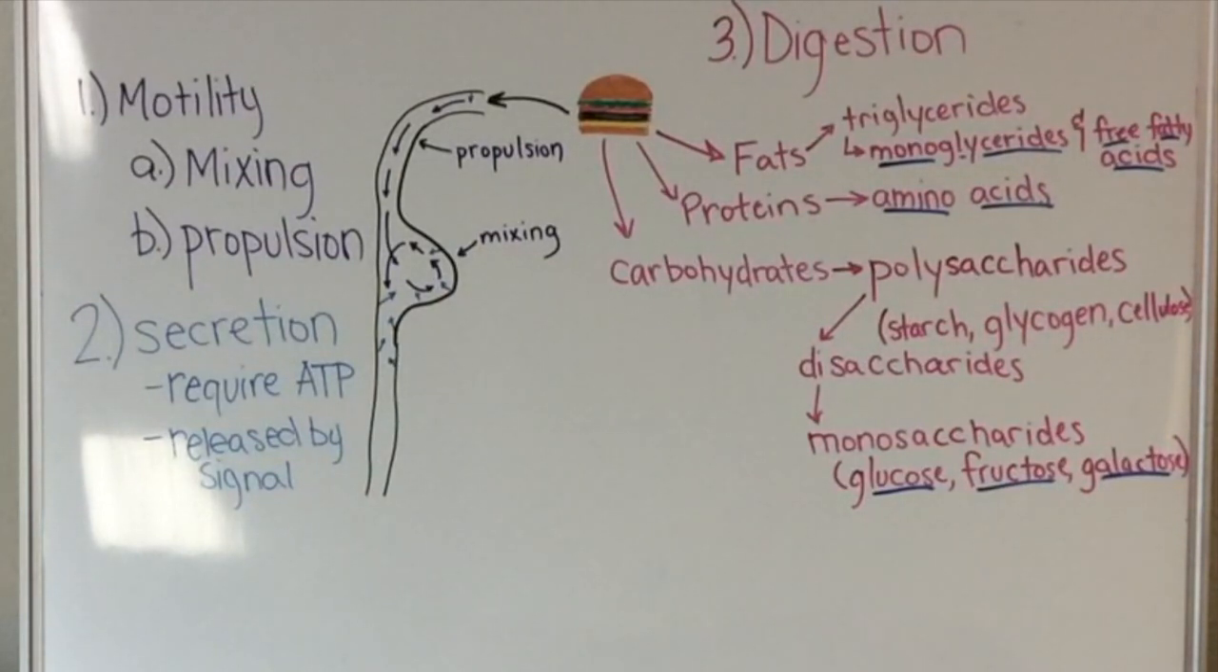Fats must be broken down from triglycerides down to monoglycerides and free fatty acid chains. Proteins must be broken down into their smallest building blocks of amino acids, and carbohydrates must be broken down from polysaccharides to disaccharides to monosaccharides. These monosaccharides include glucose, fructose, and galactose.